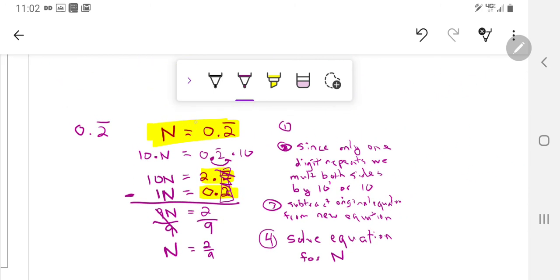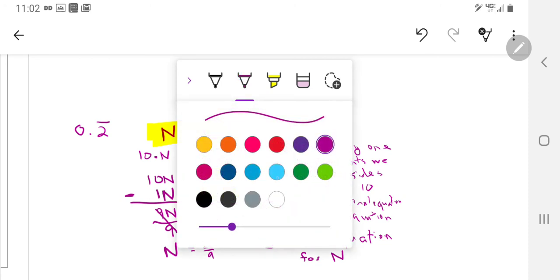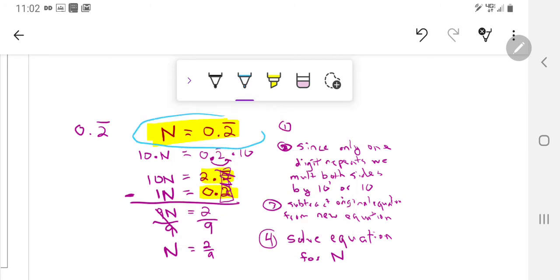If we look at the original, n equaled 0.2 repeating. And now we have n equals 2/9, right? Since we did the same thing to both sides at every step, that means we're going to get equivalent equations from the beginning to the end. So therefore, these two are the same. So 0.2 repeating is the same as 2/9, which we already knew because we had a shortcut. But there is our longer process.